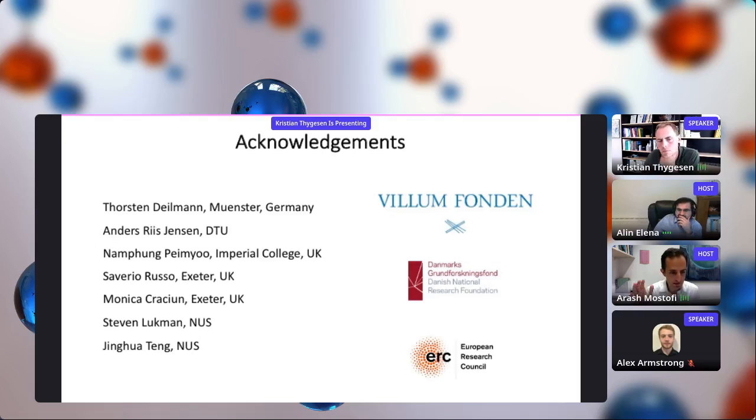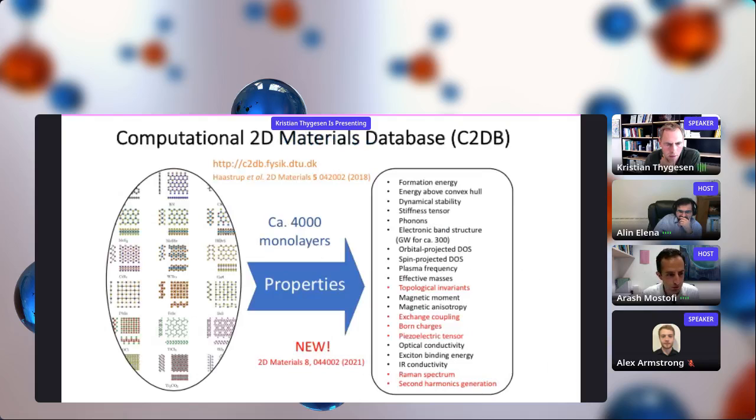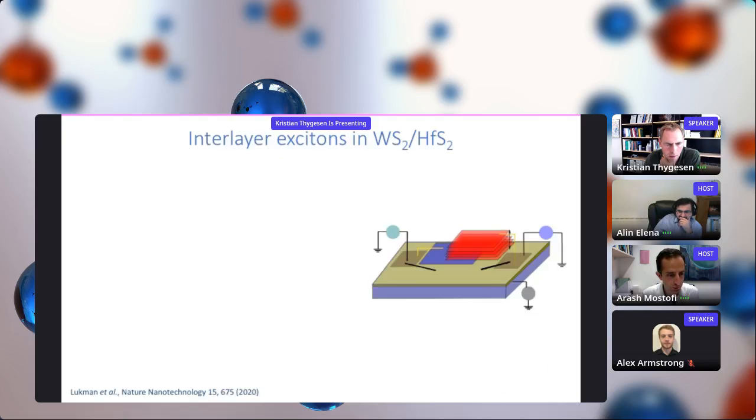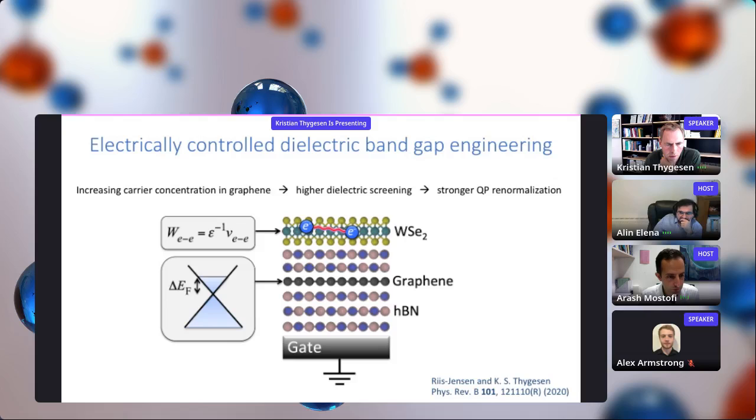So in the first calculation you showed with the graphene layer beneath the TMD, and you were looking at properties as a function of doping, towards the beginning. Here we go. Yeah, so was this an explicit calculation with the gate and applying a field, or No.